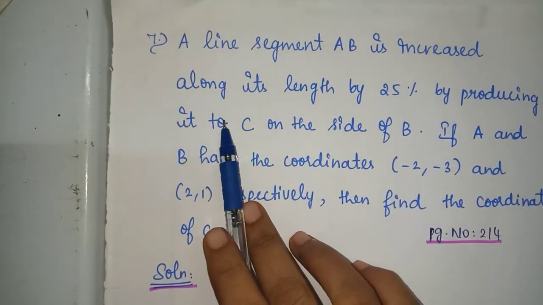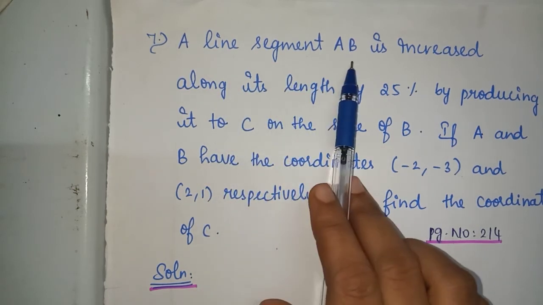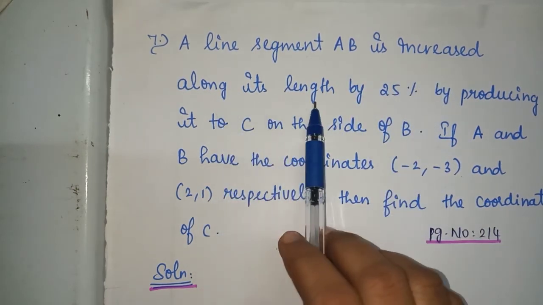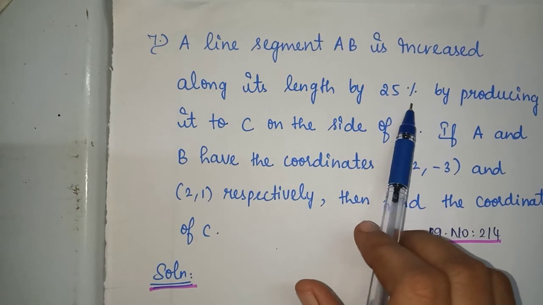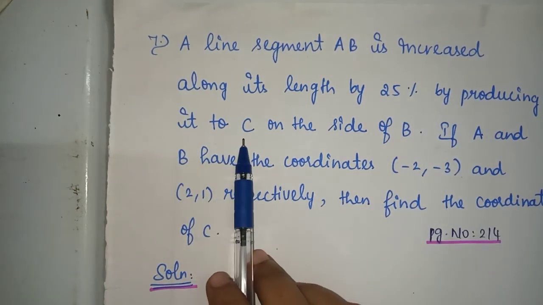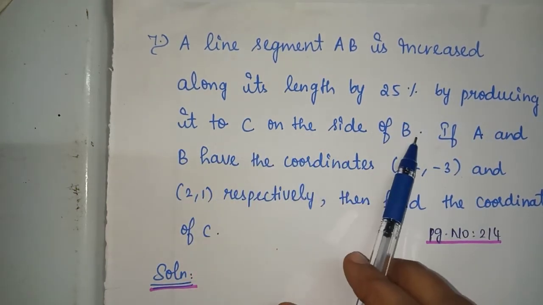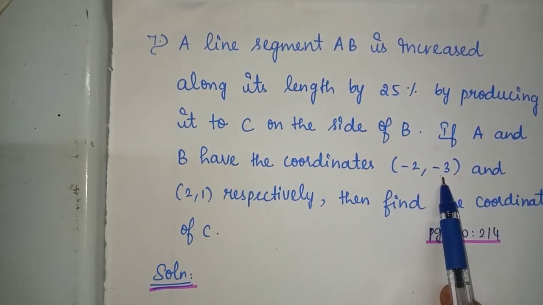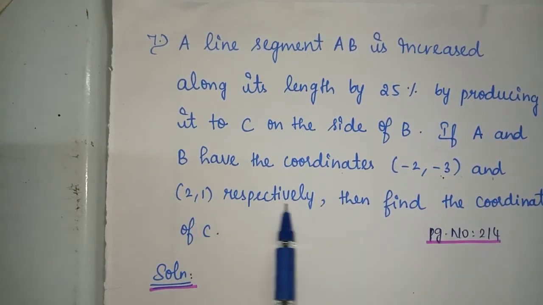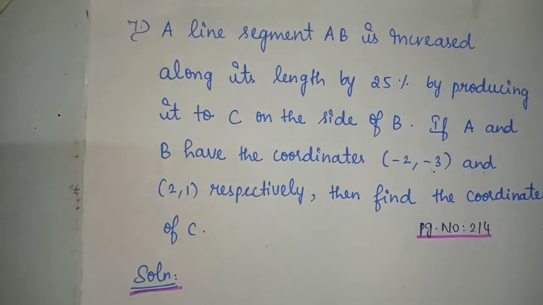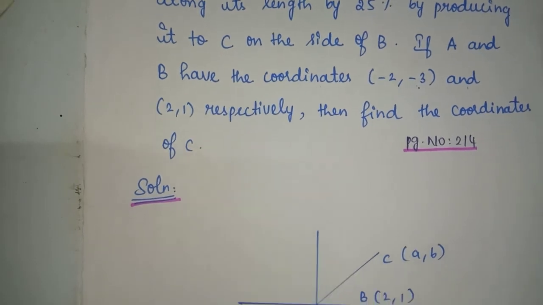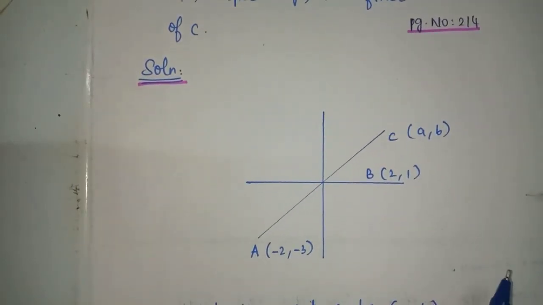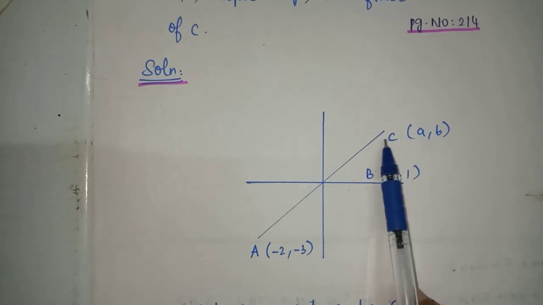Problem number 7 in exercise 5.4. A line segment AB is increased along its length by 25% by producing it to C on the side of B. If A and B have the coordinates minus 2, minus 3 and 2, 1 respectively, then find the coordinates of C. The problem belongs to the page number 214. So solution, this is the diagram. We know the coordinates of A and B. We don't know the coordinates of C.